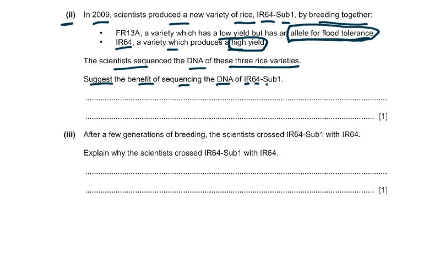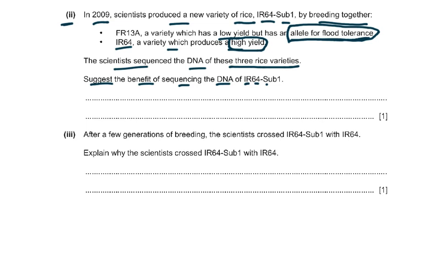Now, why are we sequencing the DNA? You want to check the alleles, or the gene, or the DNA. Does it have the sequence which is going to result in high yield and flood tolerance or not? We have to check it before we start planting that seed and saying, okay, this is now flood tolerant and it is also high yielding. We can't experiment.